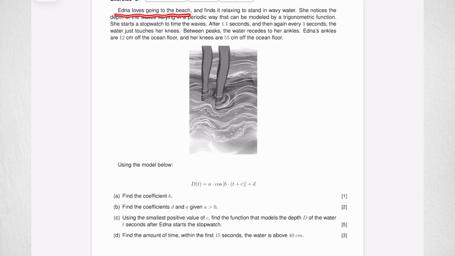We're almost halfway there. Exercise number 3, one that involves trig. Edna loves going to the beach and finds it relaxing to stand in wavy water. We can see that the water is rising and lowering as time goes by. And this is a very typical application of a trig function, given that it oscillates, it mimics a periodic behavior. And trig models, they have the following shape.